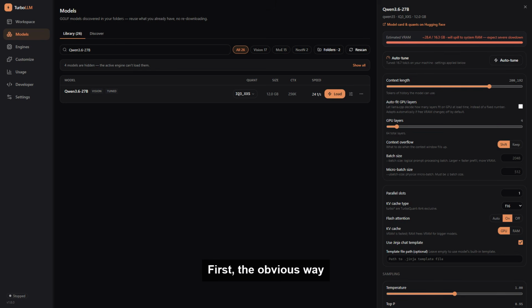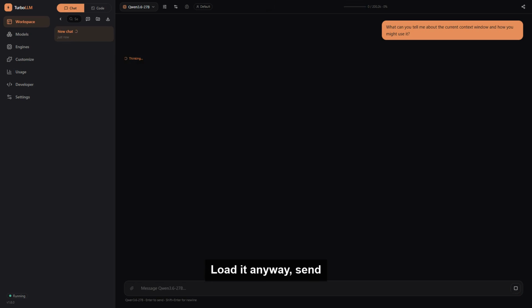First, the obvious way: full FP16 KV cache, every layer forced onto the GPU. Before I even load it, TurboLLM's own estimate already flags this. About 39.6 gigabytes needed against a 16.3 gigabyte card, more than double, and it tells you outright it'll spill to system RAM. Load it anyway, send one message, and it doesn't even get through processing the prompt. Stuck at 0% the whole time I waited.